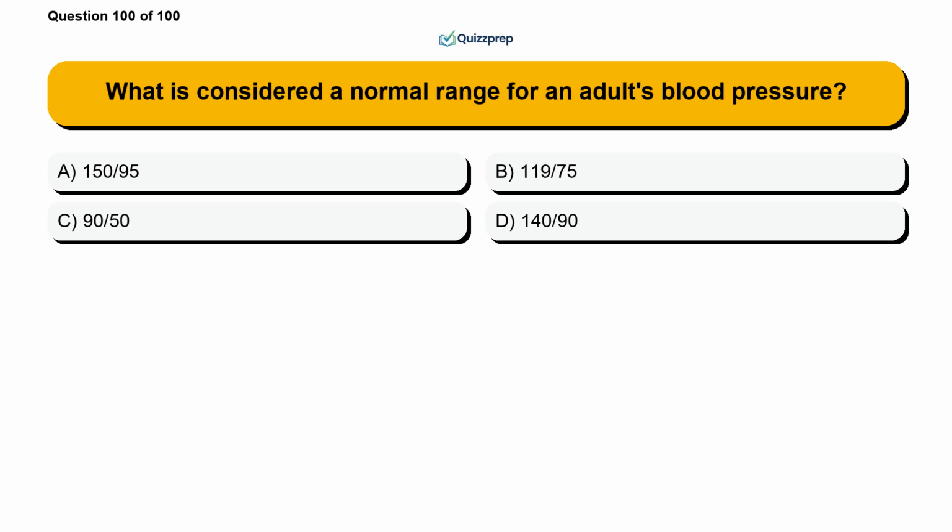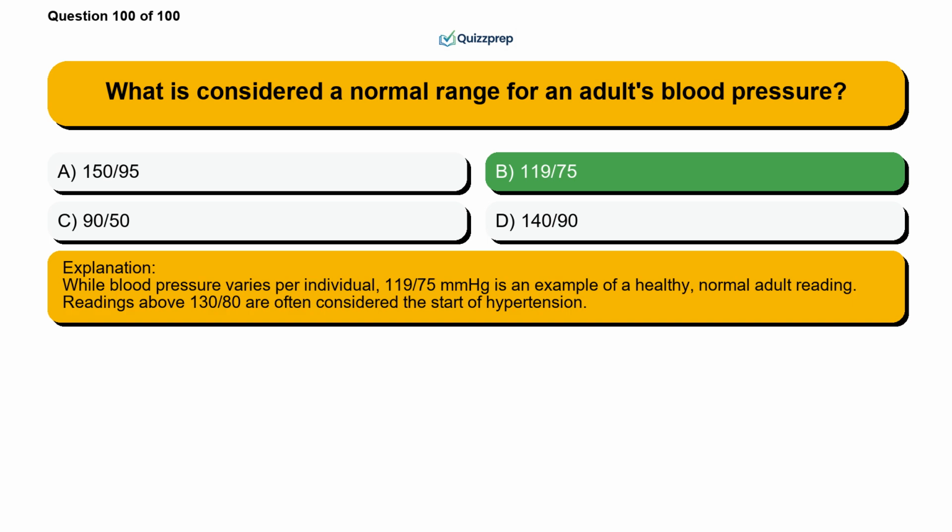Question 100. What is considered a normal range for an adult's blood pressure? Option A, 150/95. Option B, 119/75. Option C, 90/50. Option D, 140/90. The correct answer is option B, 119/75. While blood pressure varies per individual, 119/75 mmHg is an example of a healthy, normal adult reading. Readings above 130/80 are often considered the start of hypertension.